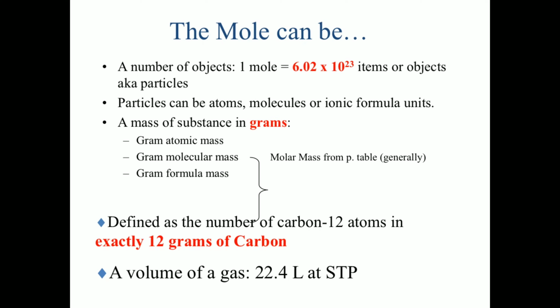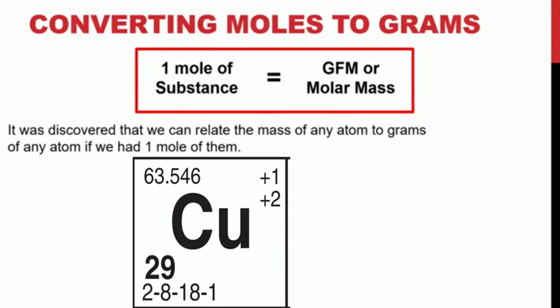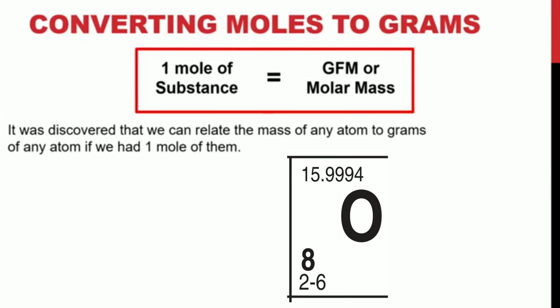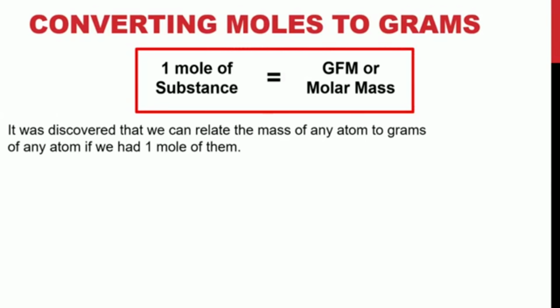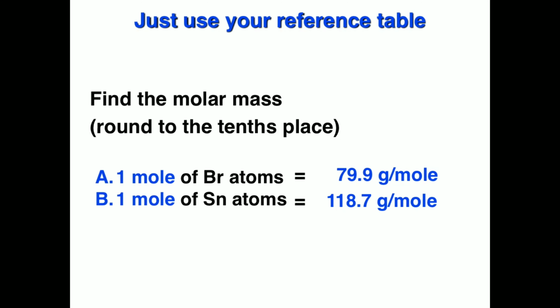Please note that the mass of a mole can be described as atomic mass, gram formula mass, or gram molecular mass, or simply molecular mass. So for every 1 mole, or 6.02 times 10 to the 23 copper atoms, you will have a mass of 63.5 grams, while when you have 1 mole of oxygen atoms, you have a mass of approximately 16 grams. To find the mass of a mole, simply use your reference table. Always round to the tenths place.